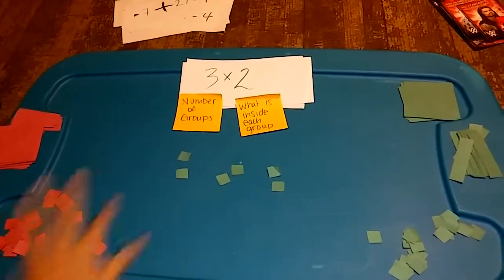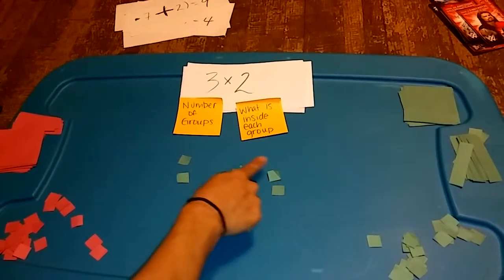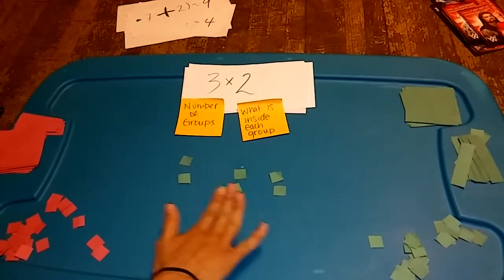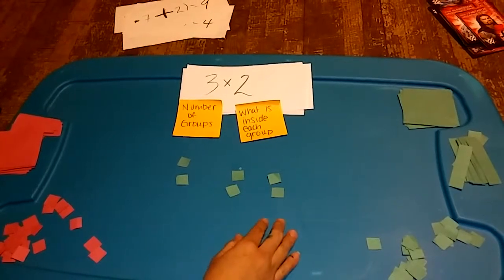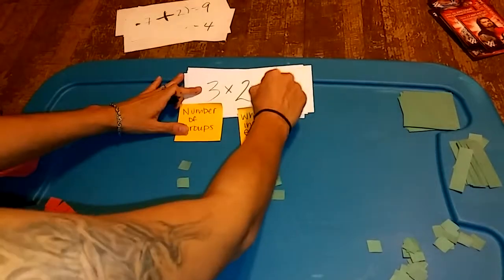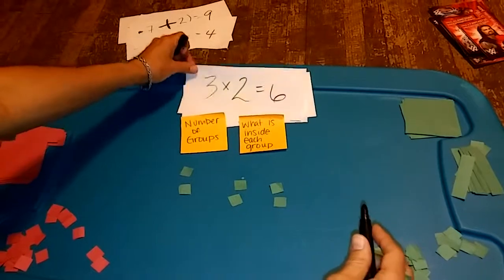No zero pairs. Let's count them up. 1, 2, 3, 4, 5, 6. So my 3 pairs of 2, 3 groups of 2, represent 6. 3 times 2 equals 6.